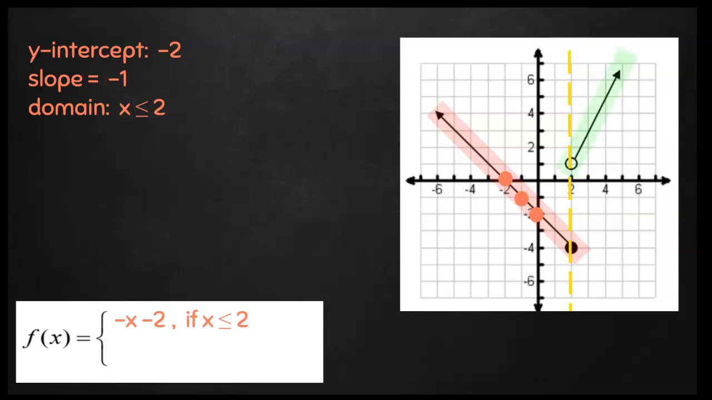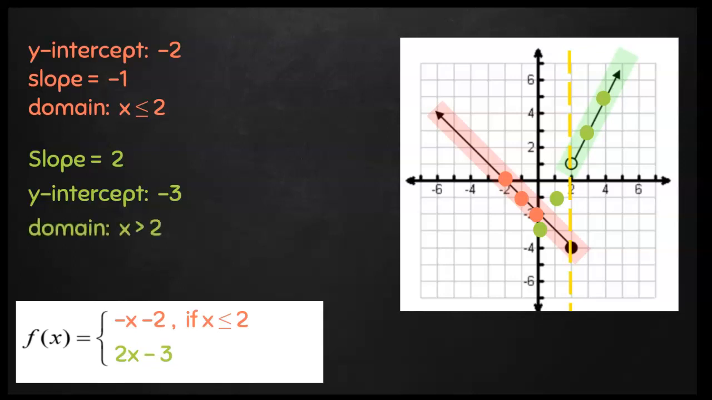Now we're going to go on to the green. Again, figuring out what my slope and y-intercept is. My slope is a +2 with my y-intercept being a -3. So I have as my equation 2x minus 3. Now for the domain, my line is pointing towards the right where your x's are greater than 2, and it is going to stay as a greater than 2 because at that endpoint you do have an open circle.